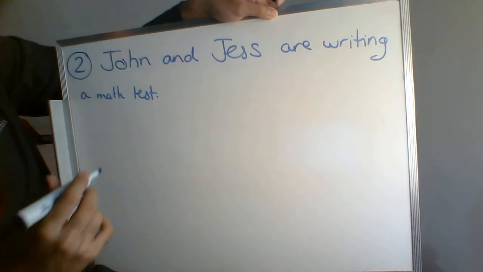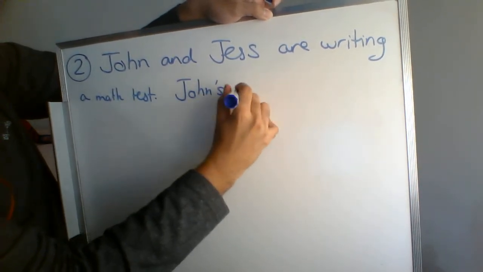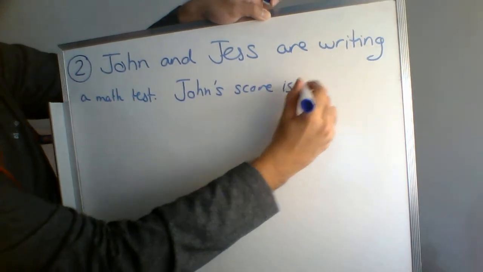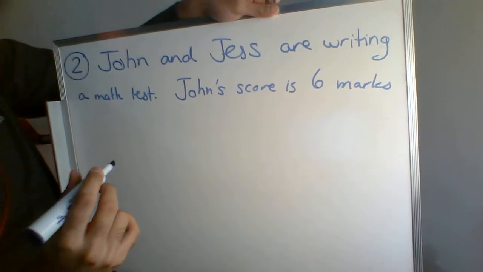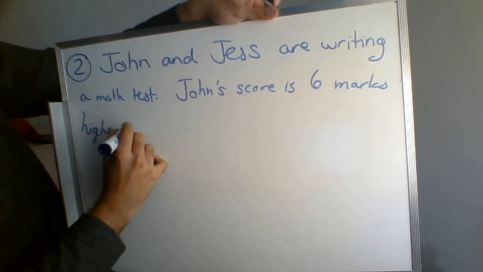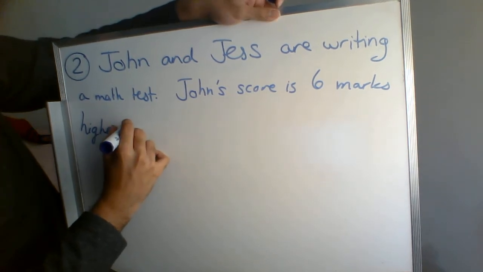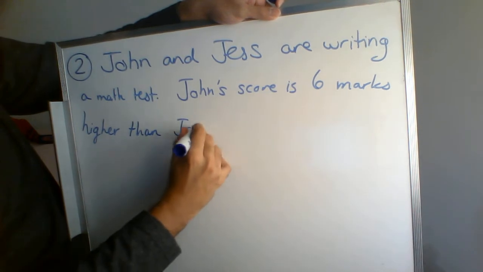John and Jess are writing a math test. John's score on the test is 6 marks higher than Jessica's. So John does better by 6 points on the test. So John's score is 6 marks higher than Jess's.